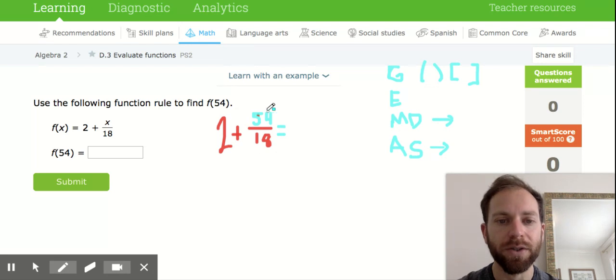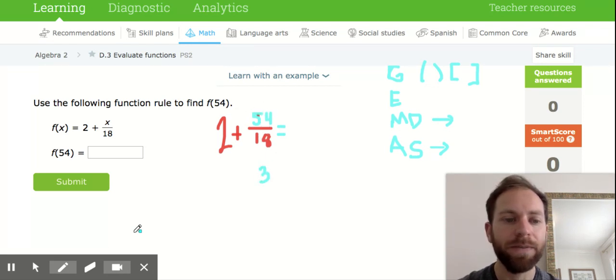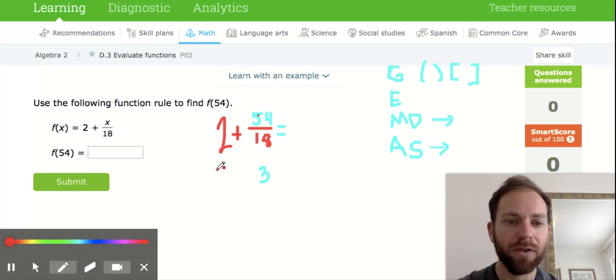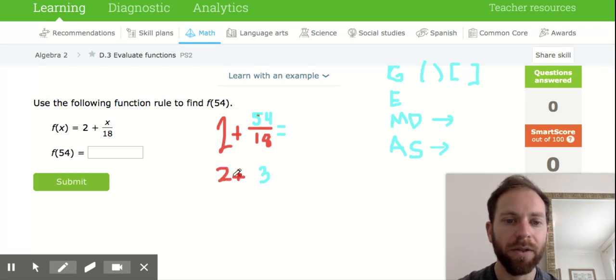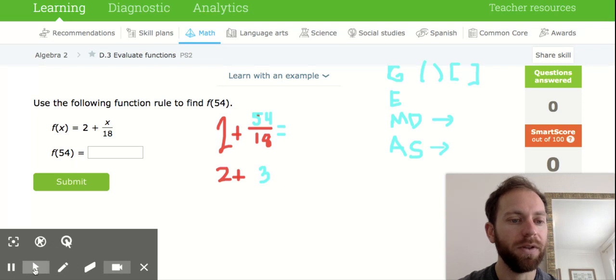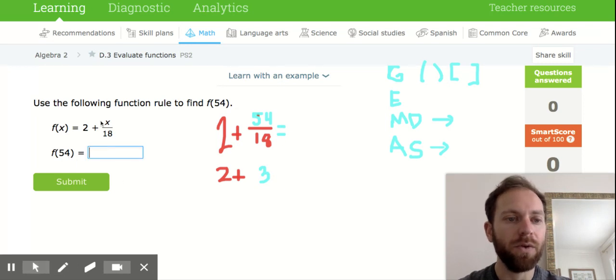All right, so let's go ahead and do 54 divided by 18. That's equal to 3. So this is really just 2 plus 3, which is 5. So when you input a 54, the output would be 5.